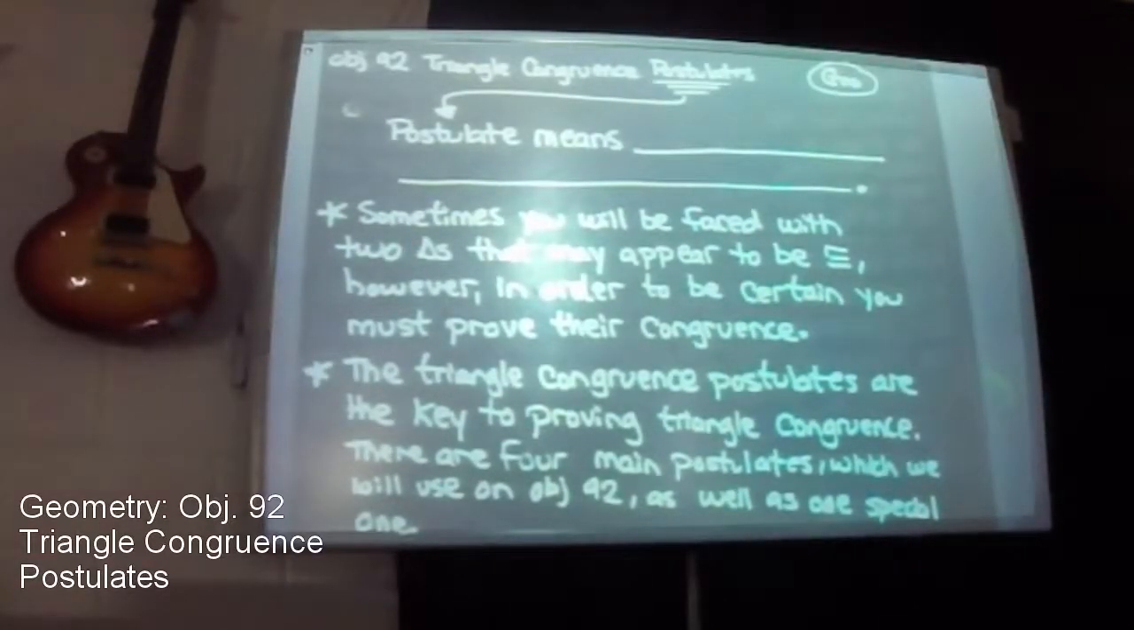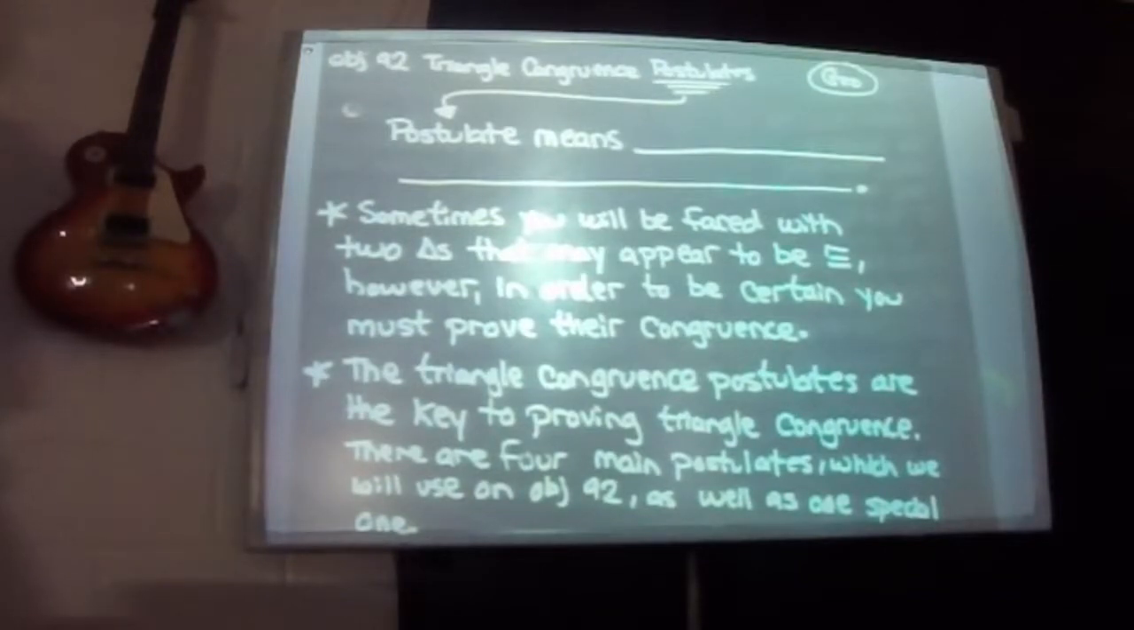Triangle congruence postulates. We've been talking a lot about triangles. In the past few objectives, you've been told explicitly at the beginning that the two triangles you're looking at are congruent. Fact. Now when we get to 92, and as you can see, it's kind of long, we're going to do things backwards.